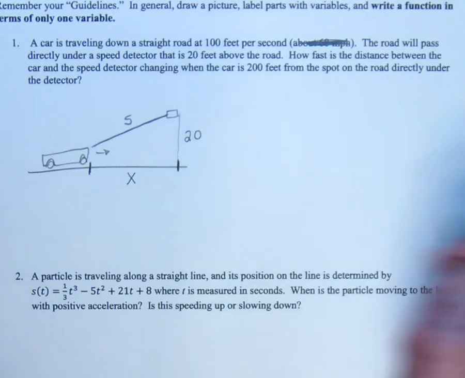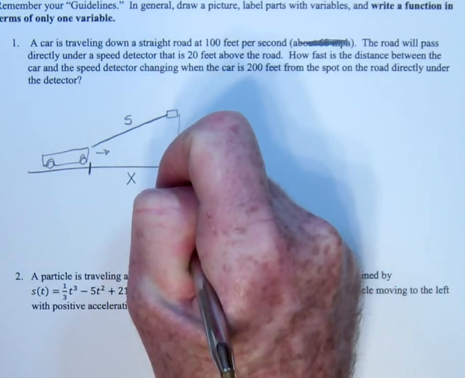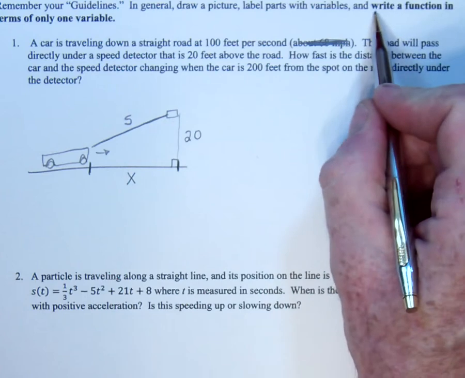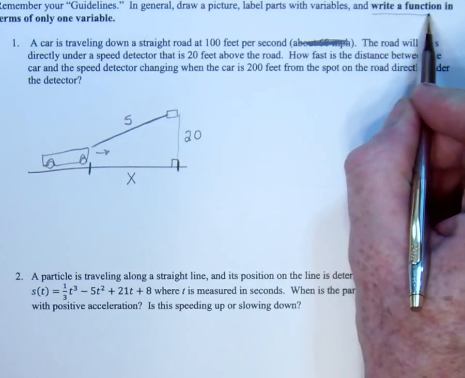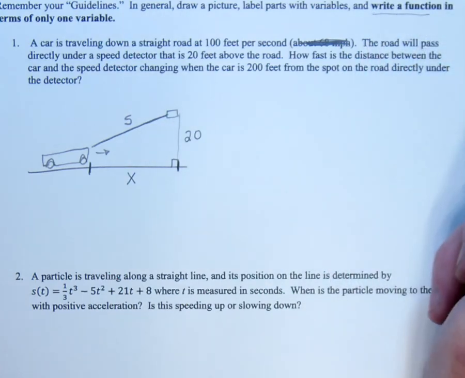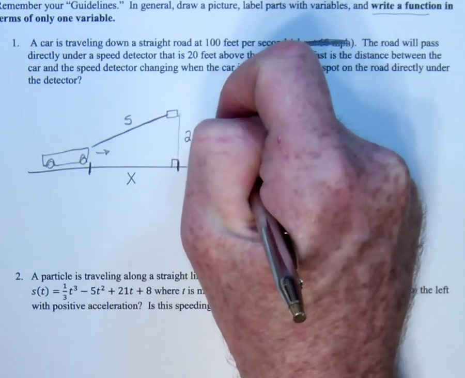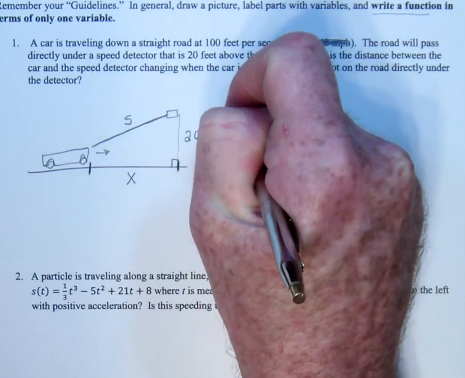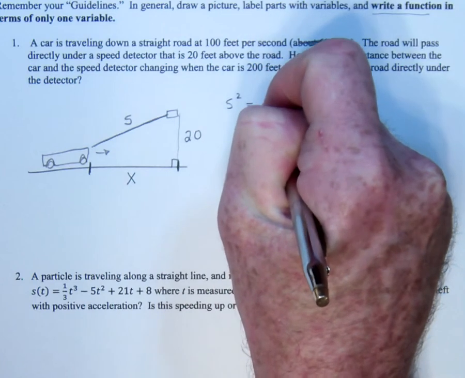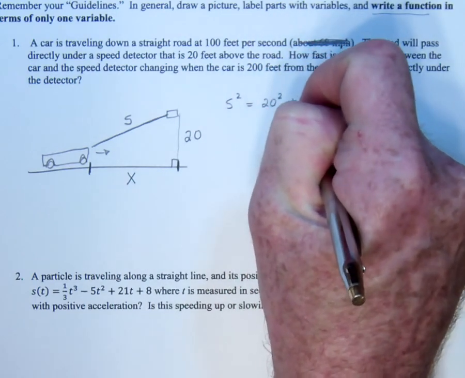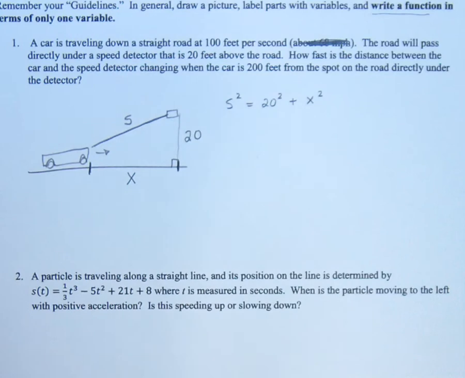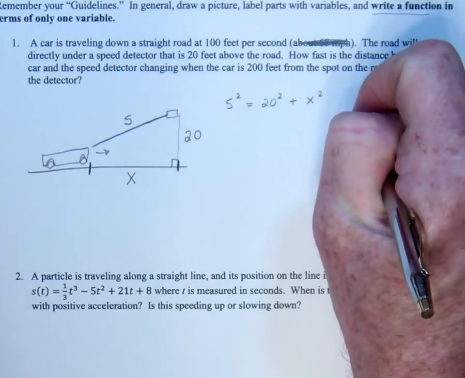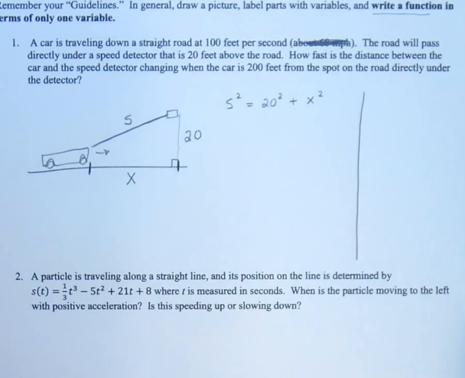Well, notice that I've got a right triangle, so right here it says write a function, and we can do that using the Pythagorean theorem. So it's going to be S squared equals 20 squared plus x squared. All right, that's what's called the main equation. Later on, I'm going to be taking the derivative of that, but I want to finish reading the problem, and I'm going to write down that extra information over here on the side.